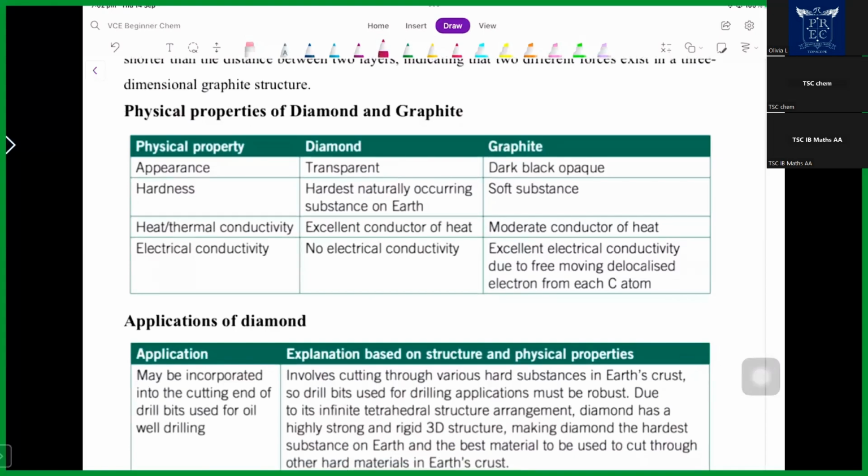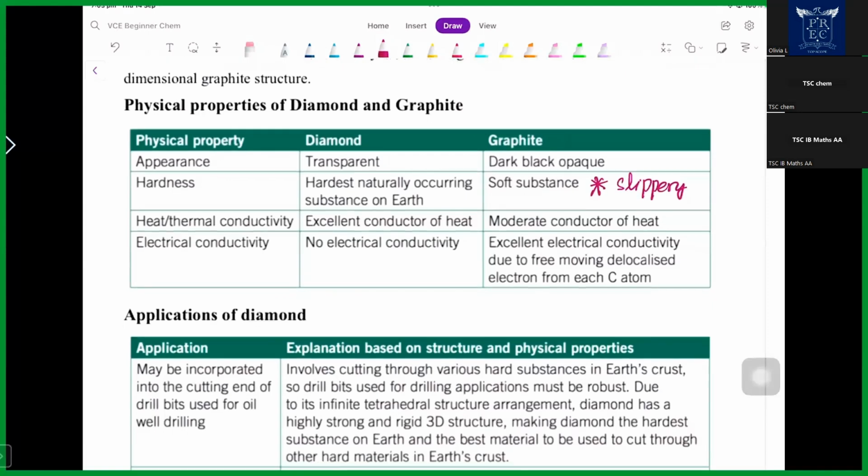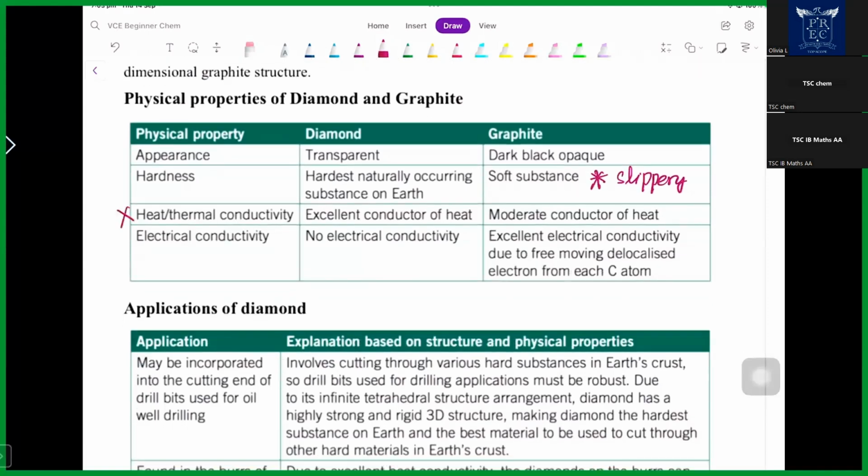Okay, for the physical properties, one thing that we need to note is that graphite is a soft substance and also slippery. So normally graphite is used as a solid lubricant in moving parts. Thermal conductivity is not very important. Hardness is important. Electrical conductivity is important.